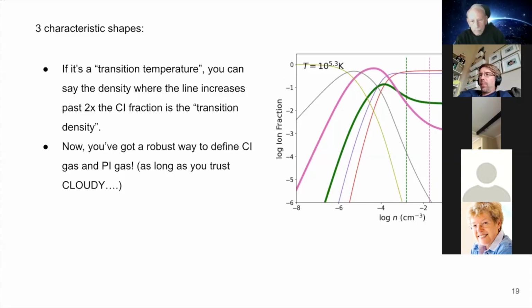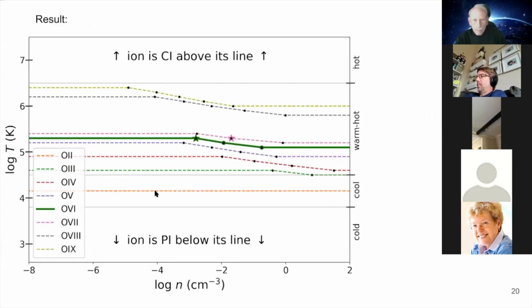So when you're 0.3 up from this base value of the shelf, you'll be at equal domination of collisional and photoionized gas. So you can draw a line there to give you a density. I have here a green line for where oxygen 6 switches over, pink line for where oxygen 7 switches over. And now we have a nice way to define CI and PI gas at any temperature. Because what we're going to do is take all those points that we just got and add them over here.